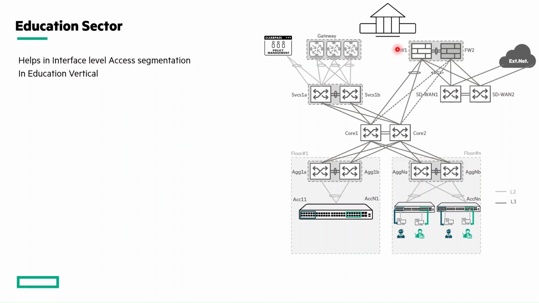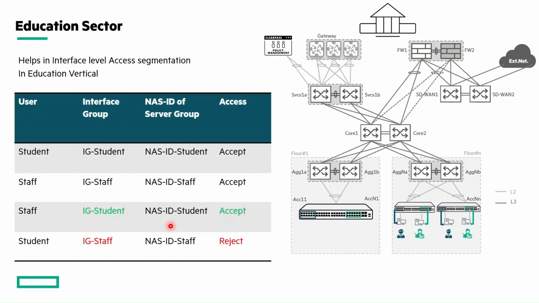I will have an interface group called student. In this interface group, only the students can connect. Next, there will be an interface group called staff. In this interface group, the staff can connect. With the table, let's see the use case. Consider users like a student and a staff member, and I'm associating them to the student-specific and staff-specific interface groups.